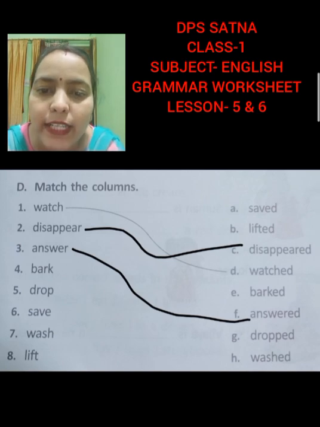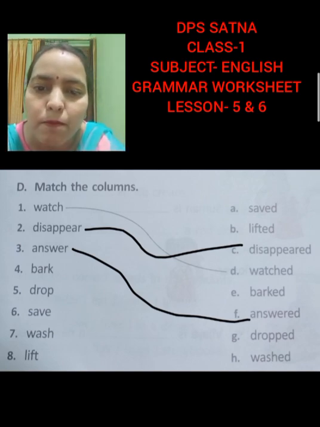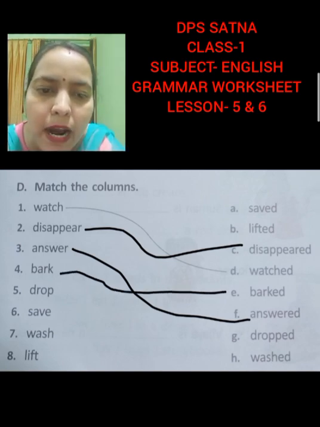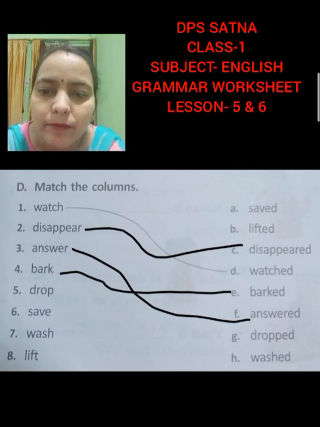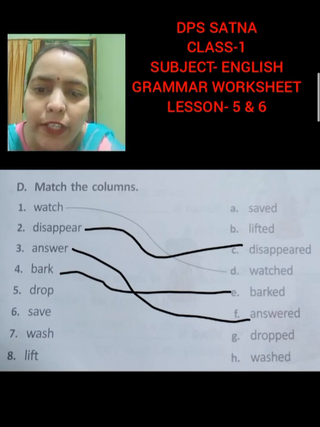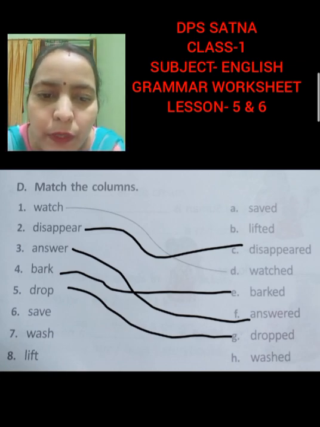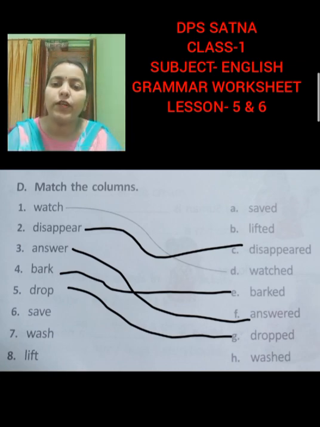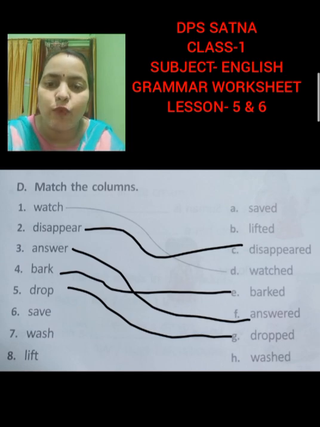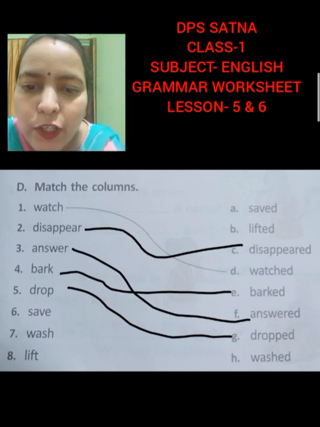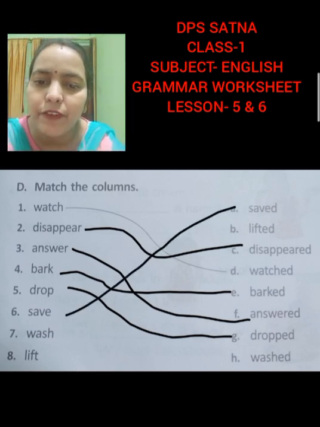Now the fourth word is bark. So match bark with barked. Match the fourth one with E1. Now the fifth word is drop. So match the word drop with dropped. Match the fifth one with G1. Now the sixth word is save. Match it with A1, saved.